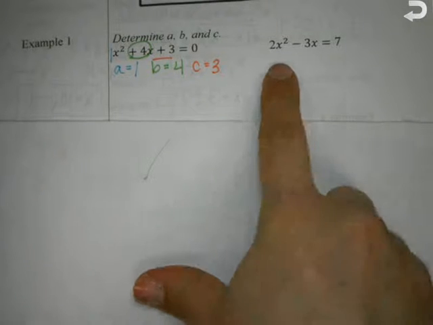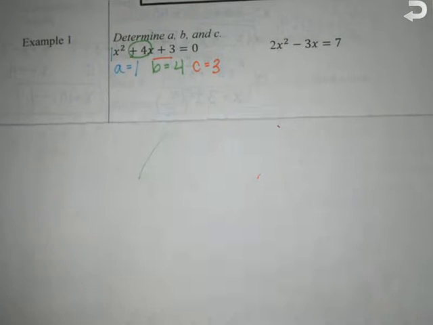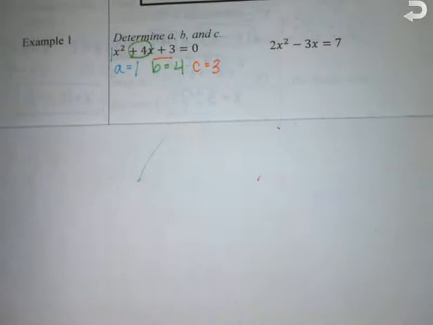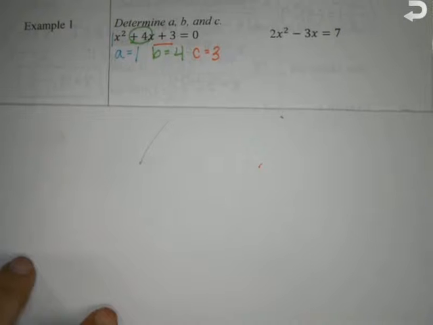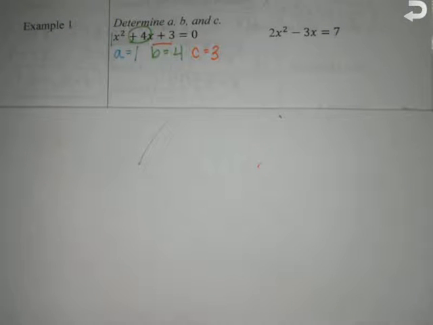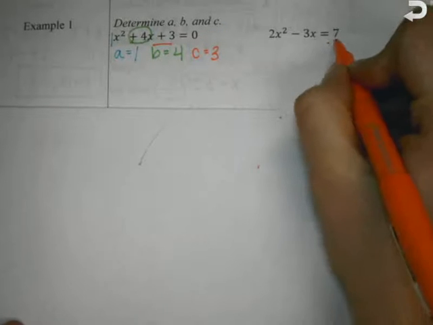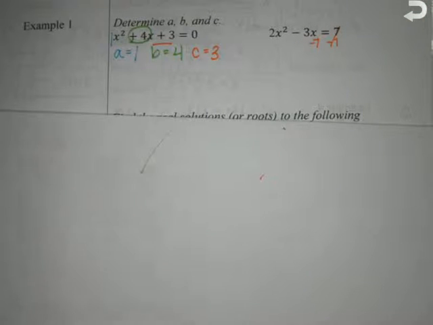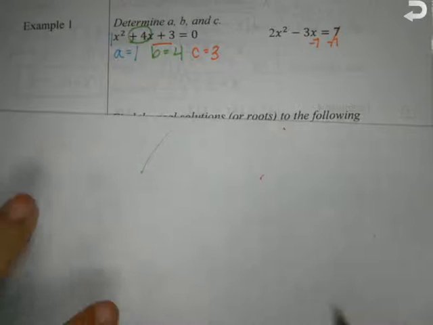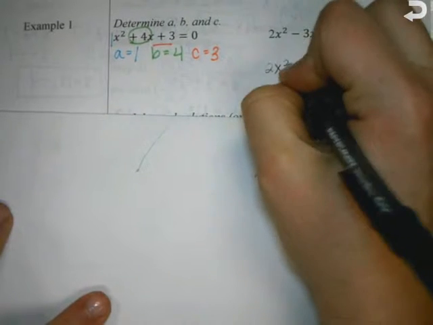So all we're going to do is take A, B, and C, plug it in, and solve. That's it. Better than completing the square, right? Okay. So what about the second one in example 1? Is it equal to 0 yet? I have to set it equal to 0. How do I do that? Subtract 7. So that gives me 2x squared minus 3x minus 7 equals 0.